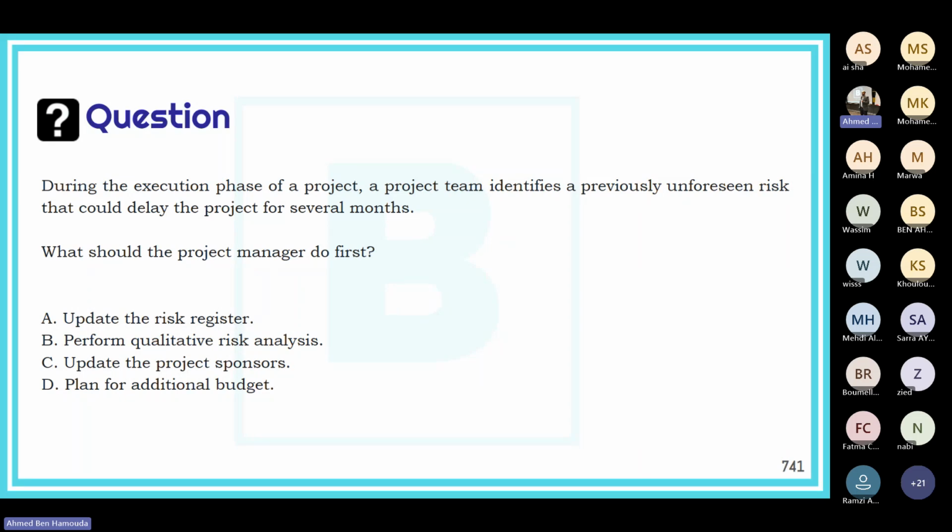But since here there is a new risk identified, previously unforeseen, and the question is asking you what to do first, then definitely what to do first is to update the risk register, to log it into the risk register. That's the first thing. And then perform qualitative risk analysis. And then if it turns out to be a high risk, inform your project stakeholders and make sure that you prepare an action plan. So in case, in the exam of the RMP certification, you have questions that ask you what to do first, always choose the one that comes first in time or first in the process.